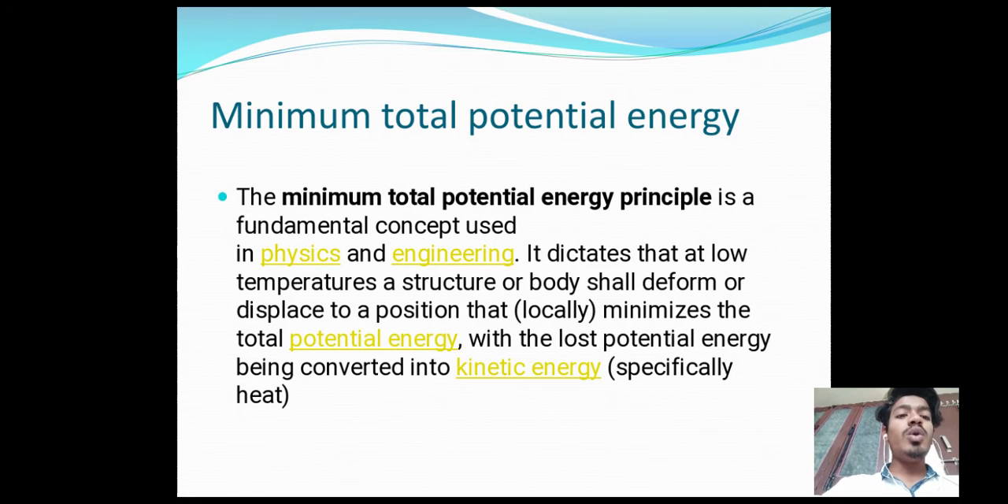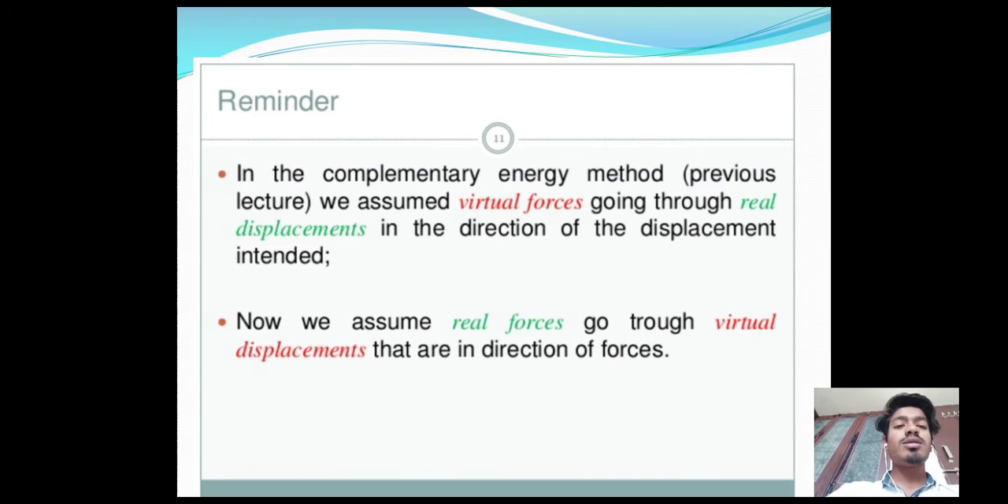It dictates that at low temperature a structure or body should deform or displace to a position that minimizes the total potential energy, with the lost potential energy being converted into kinetic energy, specifically heat. In the complementary energy method, we assume virtual forces going through real displacements in the direction of the displacement intended. Now we assume real forces go through virtual displacements that are in the direction of the forces.